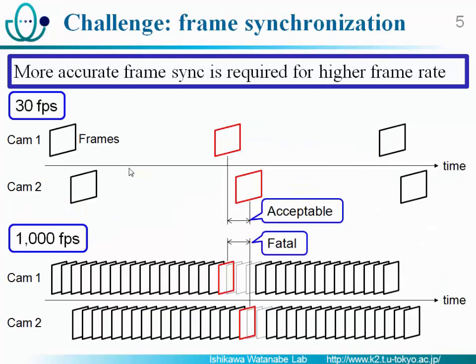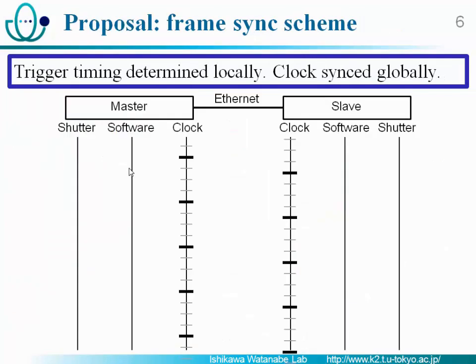And the major challenge in this work is frame synchronization. In an ordinary 30 FPS vision system, only a few milliseconds of synchronization error is acceptable, but it can be fatal in a 1000 FPS class high-speed vision system. So the frame synchronization is a very important problem in this work. So I propose a scheme to synchronize the frame acquisition among the cameras over the network.